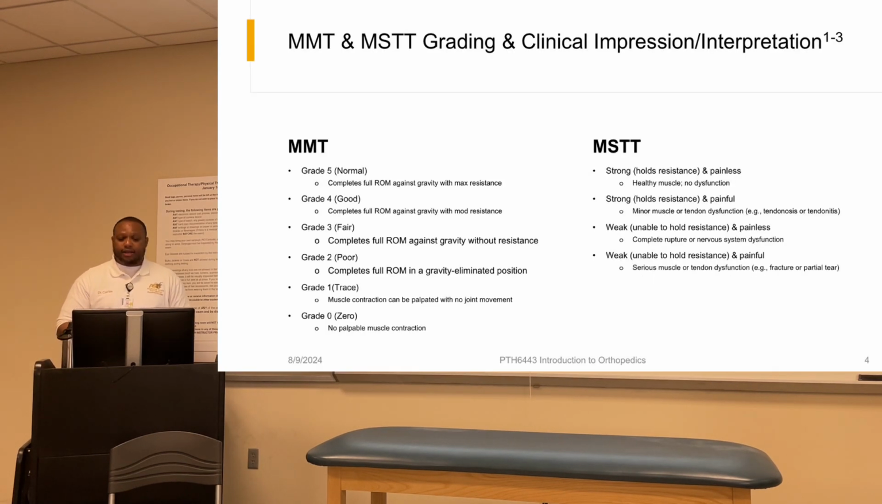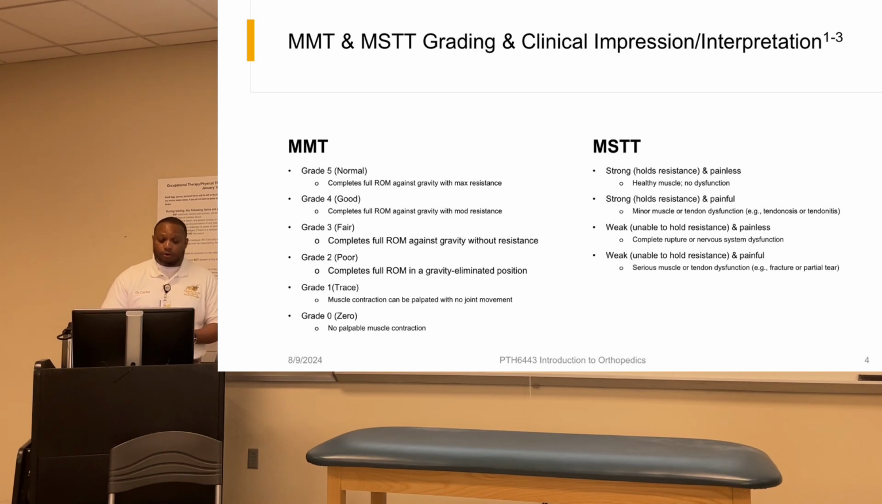Now, how do we grade manual muscle testing and how do we grade muscle selective tension testing? So both are going to come with some type of clinical impression or interpretation. So when we talk about manual muscle testing, in our Daniels and Worthingham's textbook, the grades are considered from 0 to 5. Okay, so with grade 5, that indicates that the person has a normal manual muscle testing score. The person completes full range of motion against gravity with max resistance.